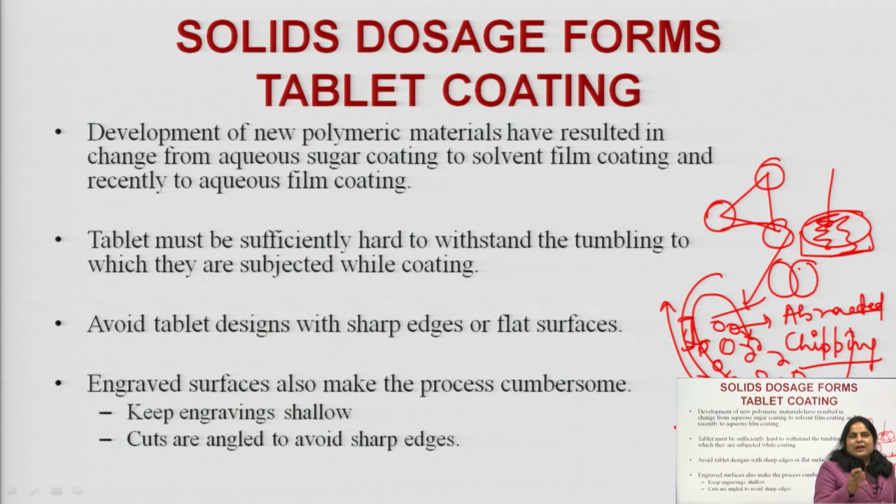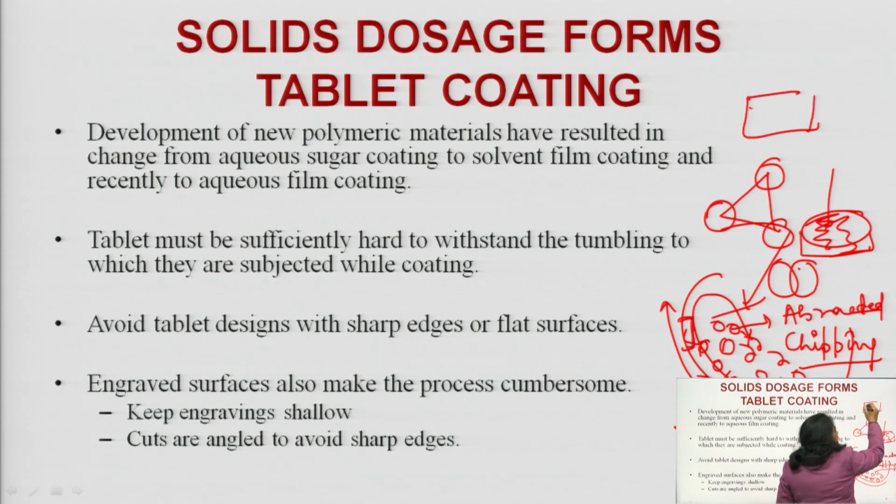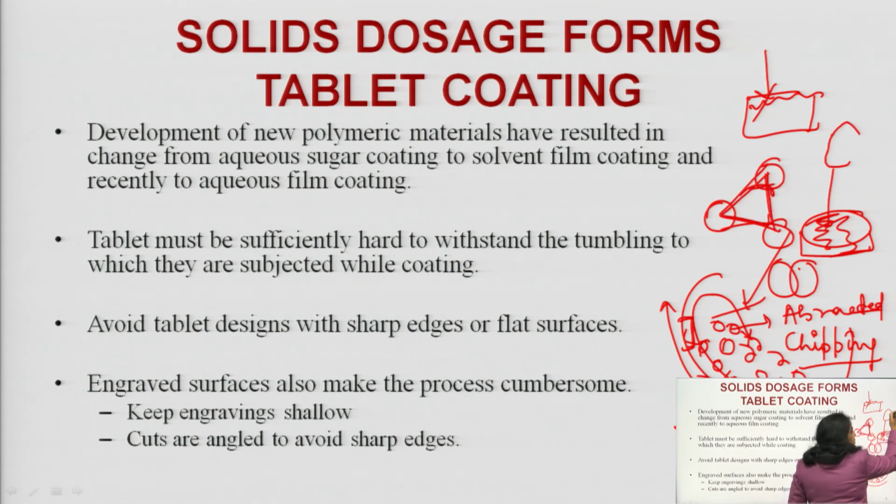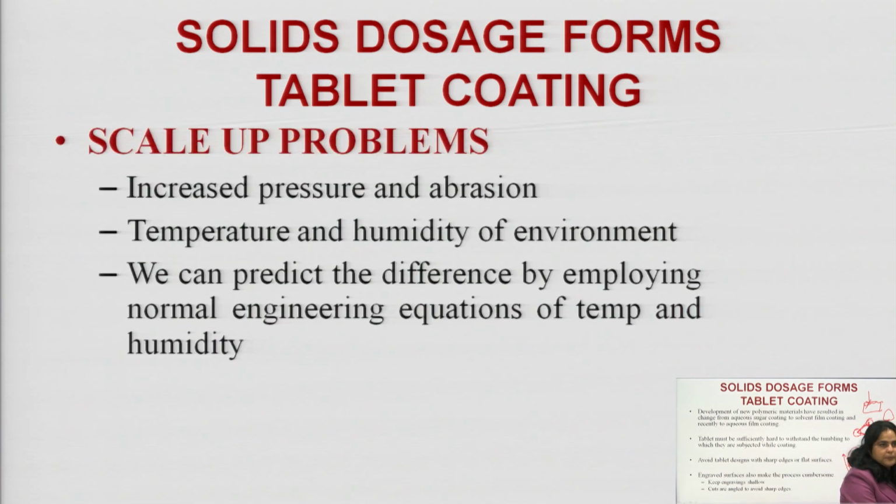Then again, engraved surfaces should also be avoided, as they make the process cumbersome. If something is engraved on the tablet, when the coating solution is sprayed on it, all the engravings are filled, so they are not seen after the coating process is over. So we should keep our engravings shallow. Cuts are angled to avoid sharp edges. The sharp edges we had in the triangular shape tablet, instead of keeping them sharp, should be angled so that chipping or abrasion is prevented.